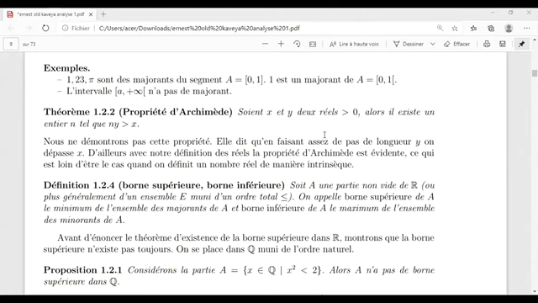So if we have, for example, x here, in actual sense, every time we multiply this natural number by y, it becomes greater than x. That's according to the propriété d'Archimède. Nous ne démontrons pas cette propriété. We're not going to show this property. Elle dit qu'on fasse assez de pas de longueur y et on dépasse x. So saying this just makes us understand that every time you multiply a certain number, because we're saying it's greater than x, it should never be the same as x, because you're increasing bit by bit.